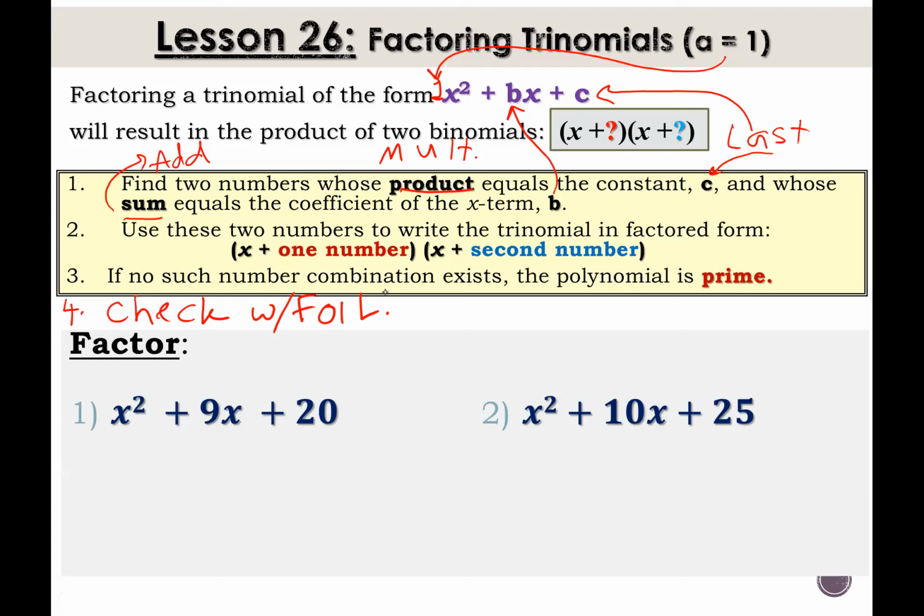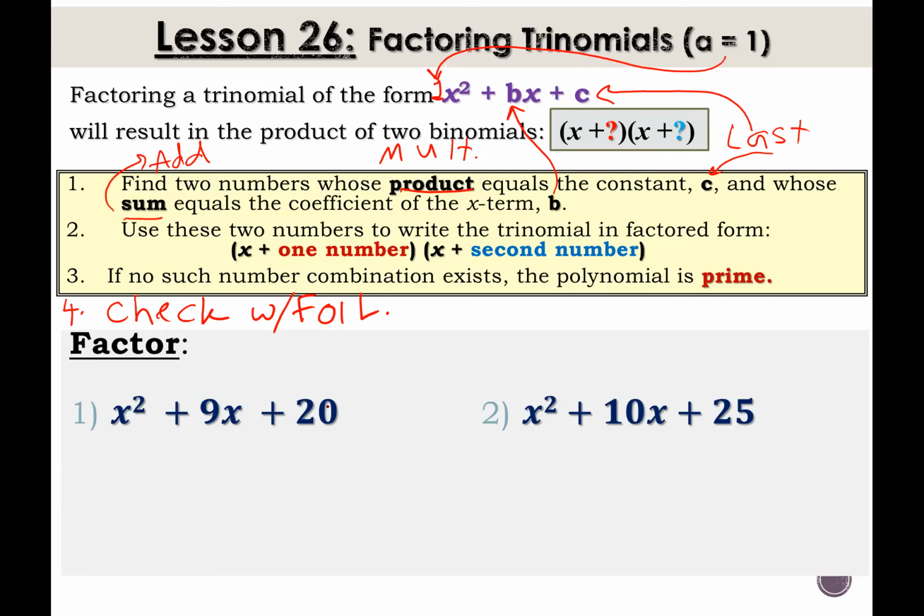The next slide that we see, we'll just revisit what we mean by FOIL and distributing and just make sure we're really solid on what that is, because understanding multiplication and distributing is really key to understanding factoring as well. Okay, number 1, here we go. So x squared plus 9x plus 20.